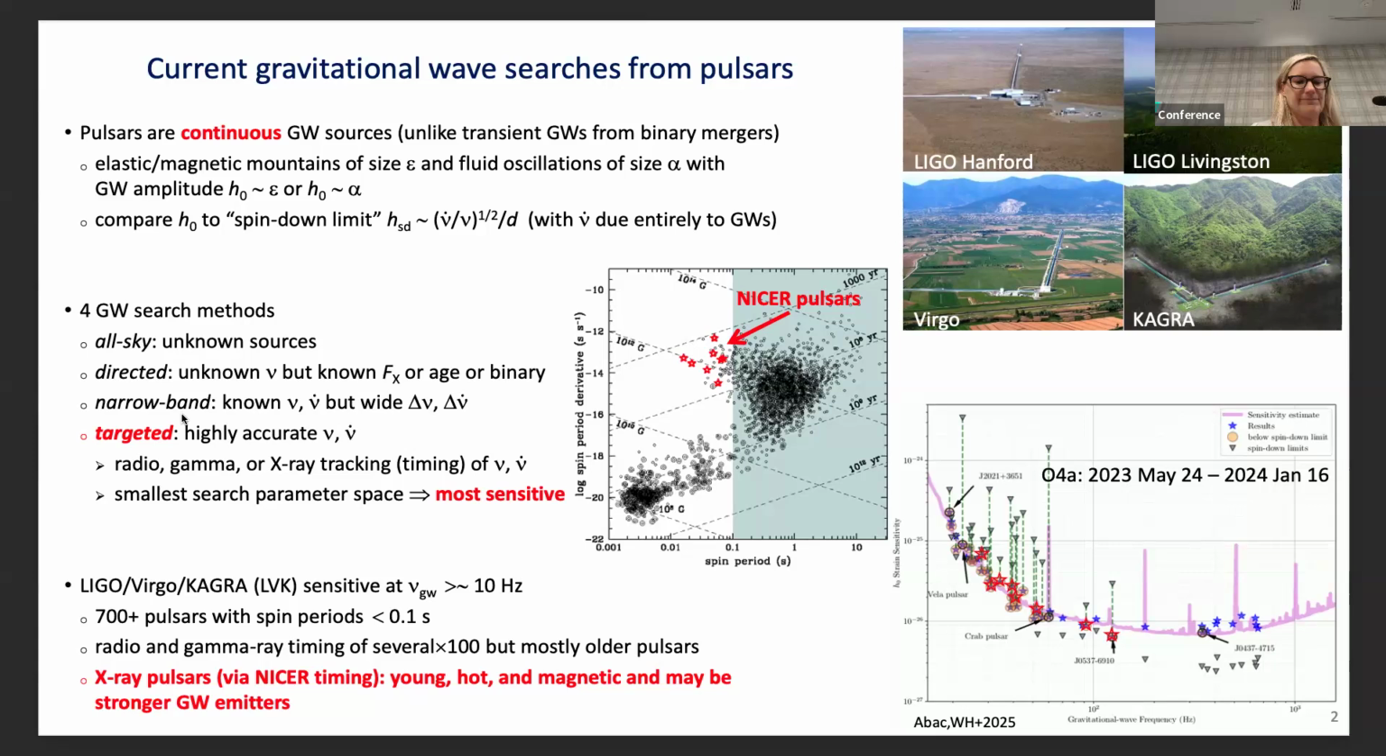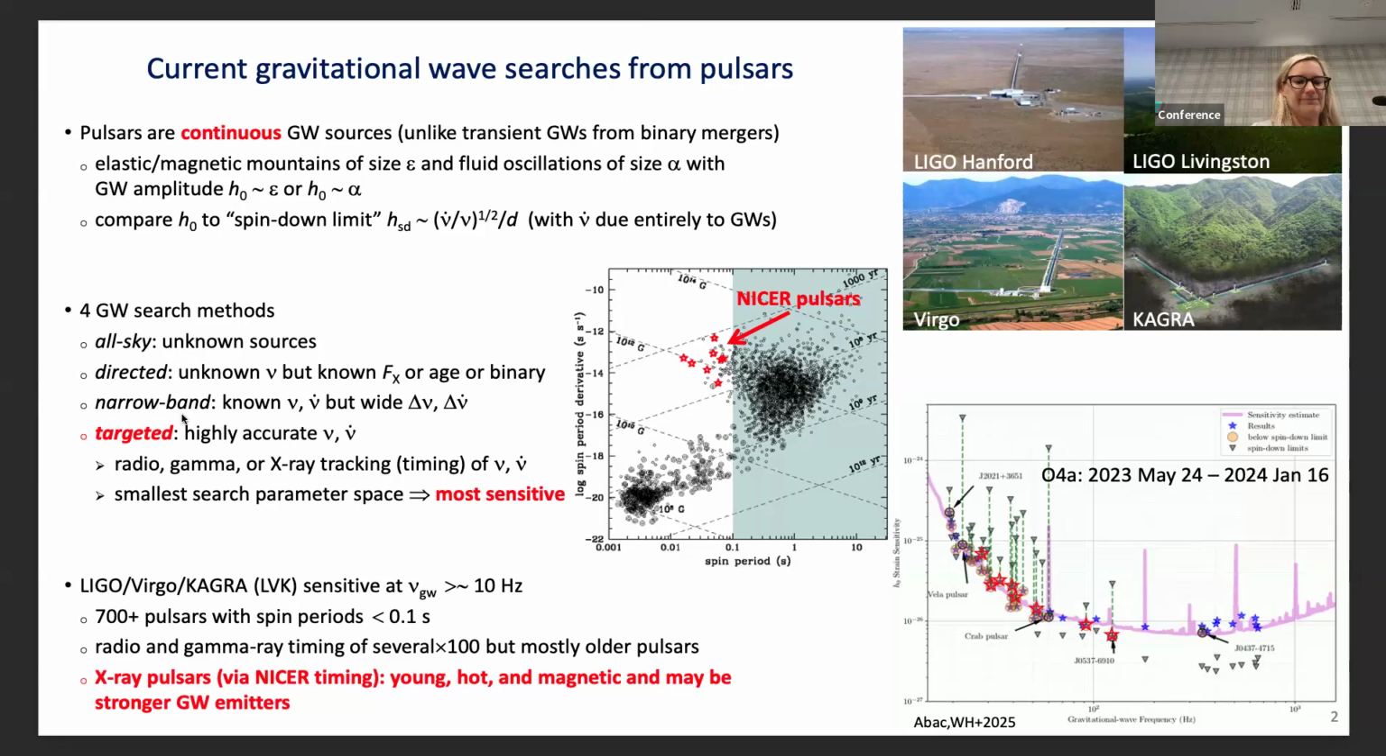we call the spin down limit. What the spin down limit is saying is that if this pulsar is slowing down over time, so it has a spin frequency and its spin rate is decreasing over time because it's emitting radiation, so it has a nu dot, if that energy loss is all due to gravitational waves, that gives us the spin down limit.